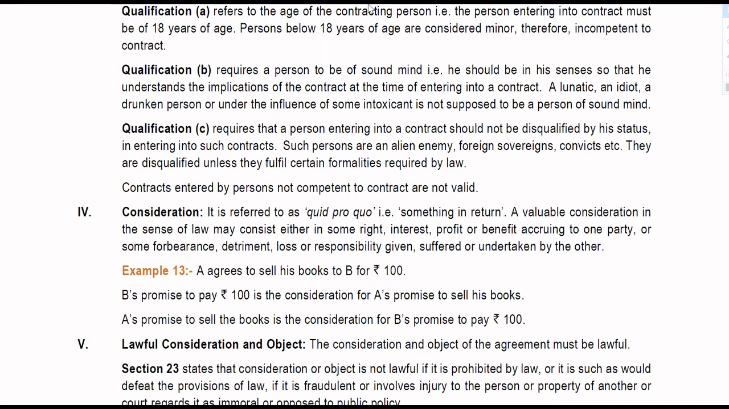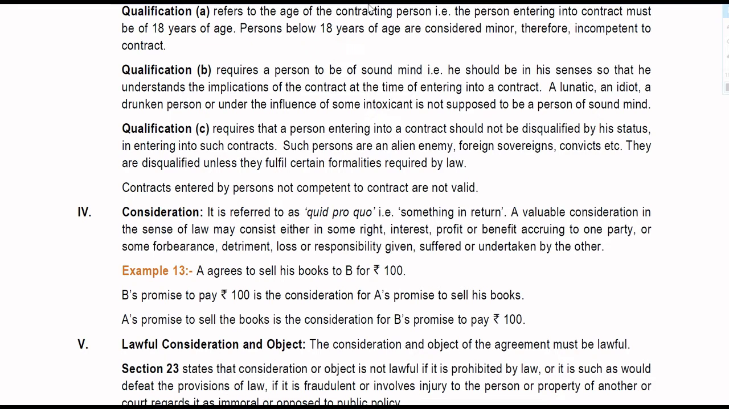Consideration is referred to as quid pro quo, that is, something in return. A valuable consideration in the sense of law may consist either in some right, interest, profit, or benefit accruing to one party, or some forbearance, detriment, loss, or responsibility given, suffered, or undertaken by the other. Example: A agrees to sell his book to B for 100. B's promise to pay 100 is the consideration for A's promise to sell his book.